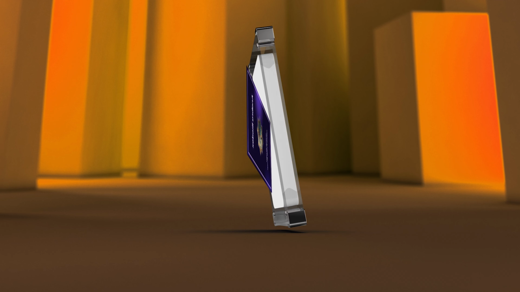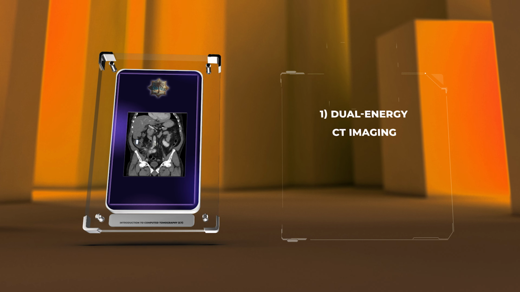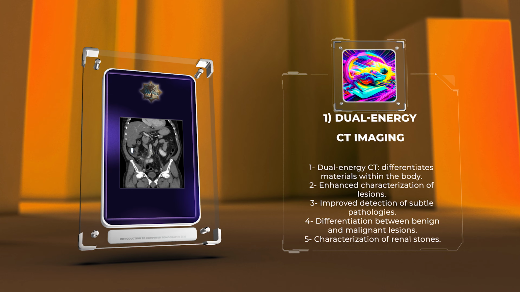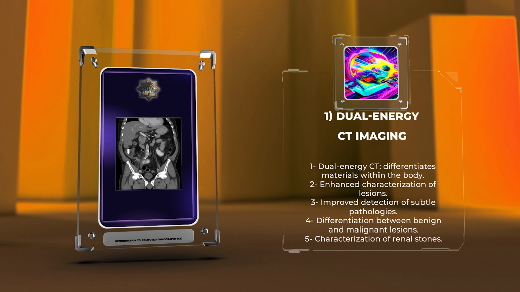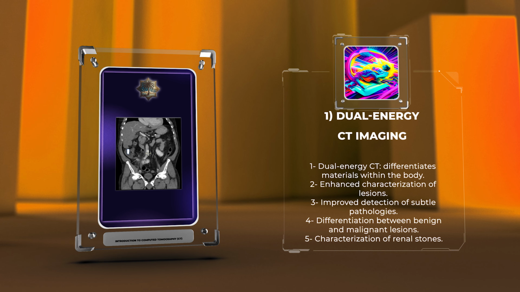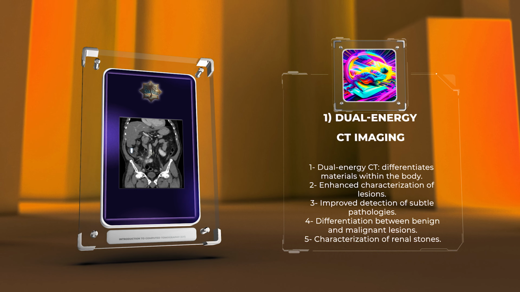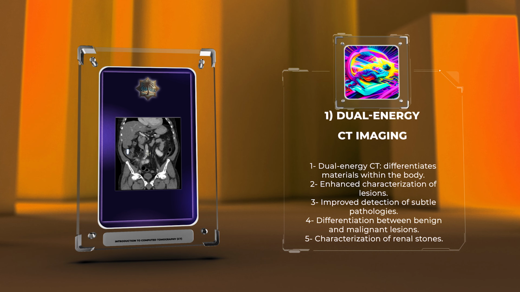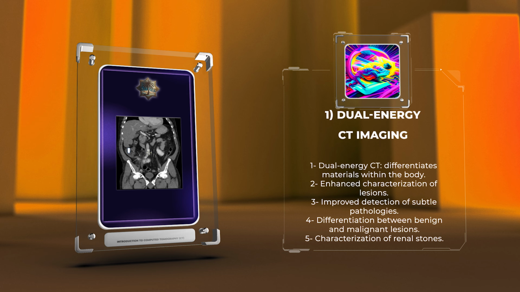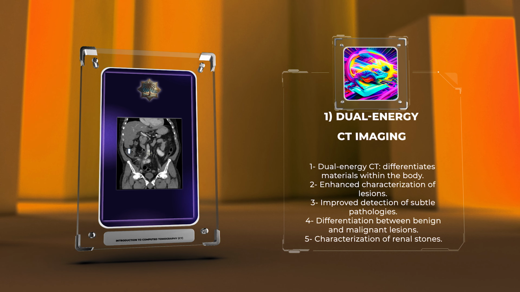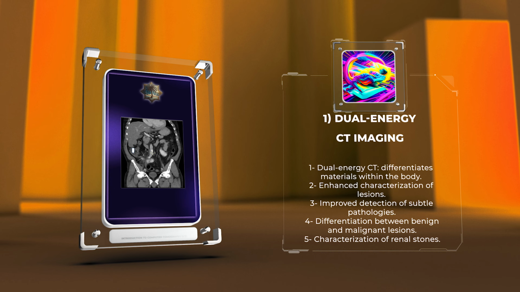Dual energy CT is a modern technique that utilizes two different X-ray energy levels to differentiate various materials within the body. By gathering information about tissue composition, dual energy CT imaging can provide enhanced characterization of lesions, improved detection of subtle pathologies, and the ability to differentiate between benign and malignant lesions. Additionally, this technique allows for the characterization of renal stones, identification of gouty arthritis, and evaluation of material composition in the presence of metal implants.